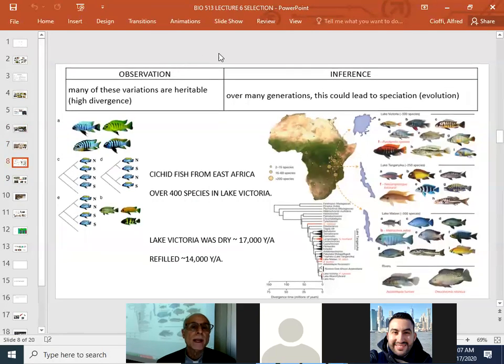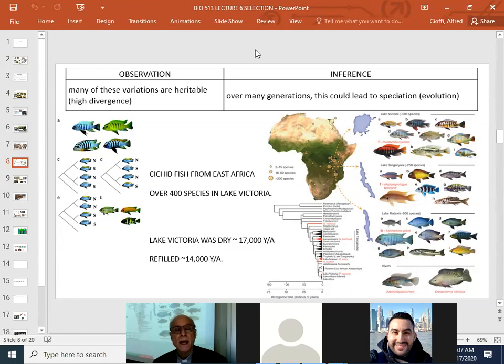Oh yeah, sorry, there's one last observation, which is the biggest one, all right? And I'll stop here with this example. Many of these variations are heritable. They're passed on to the next generation, especially if there was a chance mutation that occurred, mostly on the gametes, okay? And then that chance mutation would express in the next generation.